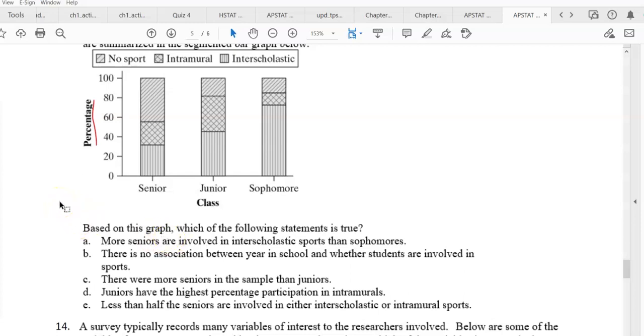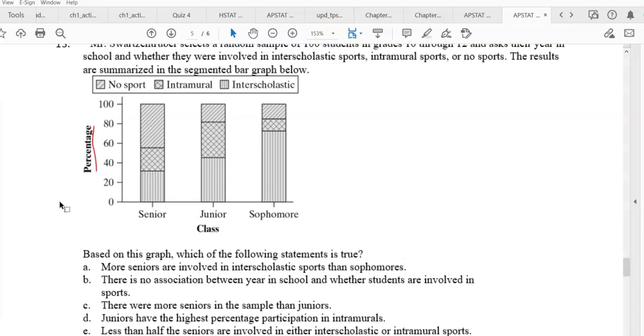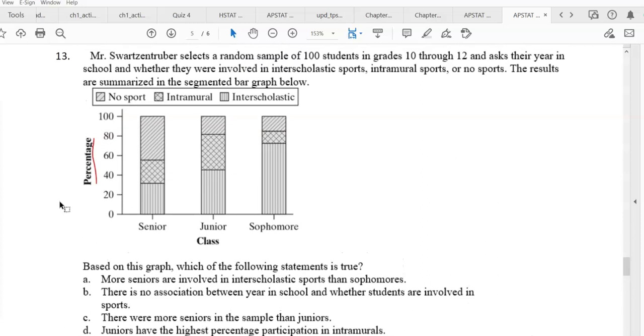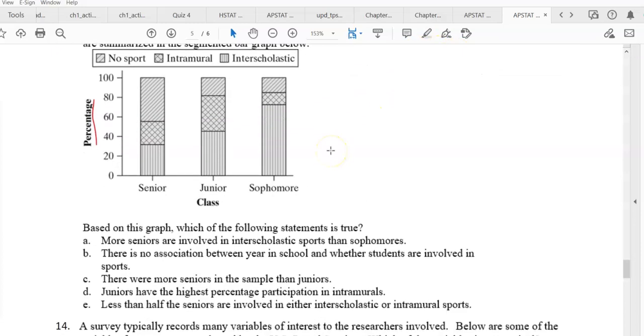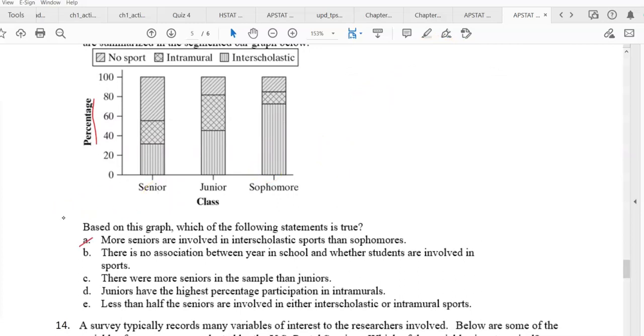Which of the following statements is true? More seniors are involved in interscholastic sports than sophomores. So are they saying a greater percentage? Random sample of 100 students in grades 10 through 12, so we don't really know how many sophomores and how many seniors or juniors there are in each group. So more seniors, I don't think we know. We don't know how many seniors there are. There's no association between year in school and sports. So if there's no association, then these would all be the same kind of breakdown here. Those are not all the same.